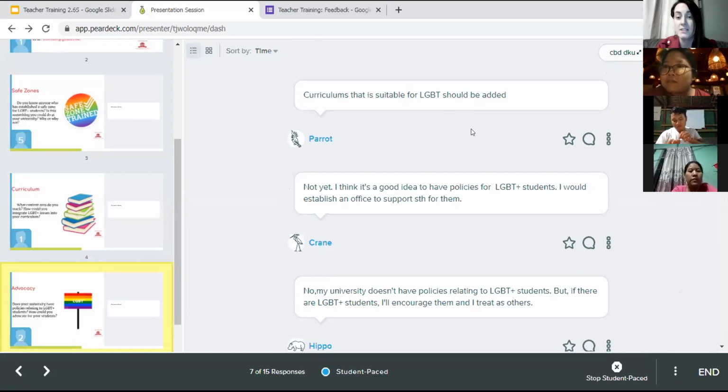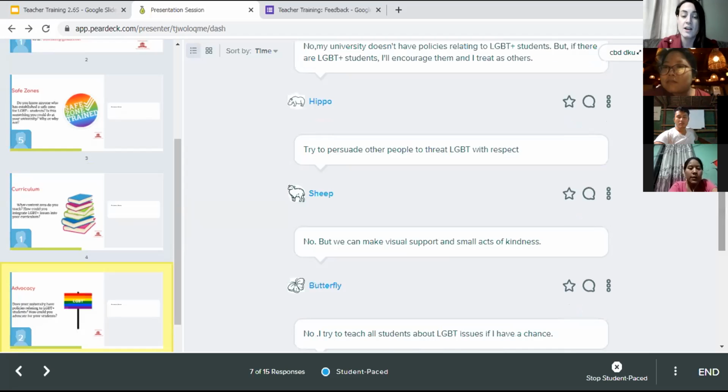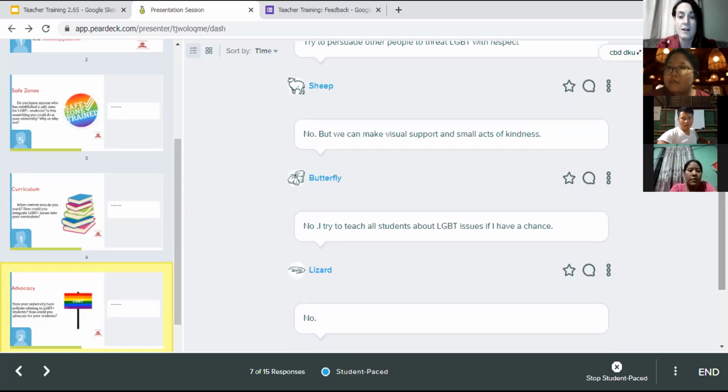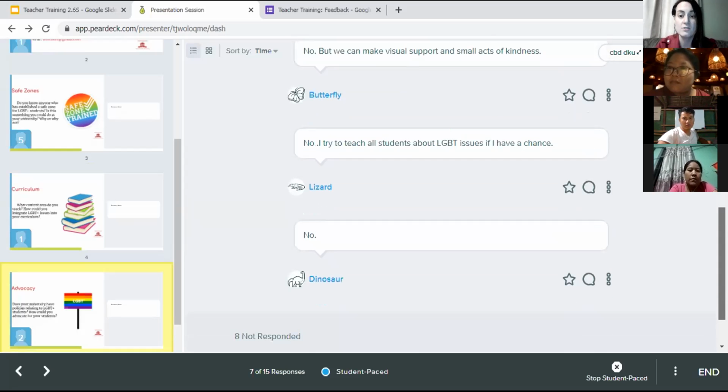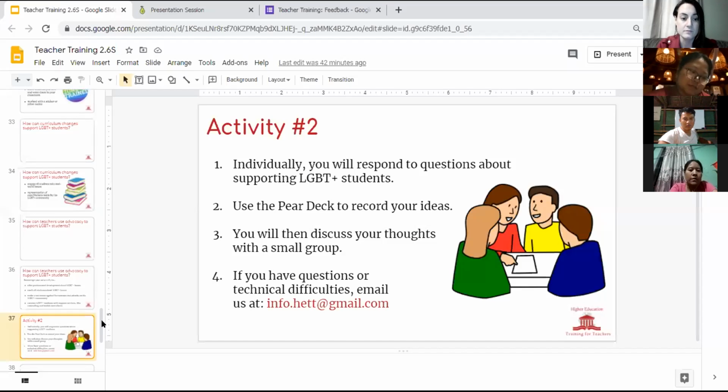Curriculum that is suitable for LGBT should be added. Not yet. I think it's a good idea to have policies for LGBT plus students. I would establish an office to support them. No, my university doesn't have policies relating to LGBT issues, but if there are LGBT students, I'll encourage them and treat them as others. Try to persuade other people to treat LGBT with respect. No, but we can make visual support and small acts of kindness. No, I try to teach all students about LGBT issues if I have a chance. Okay.